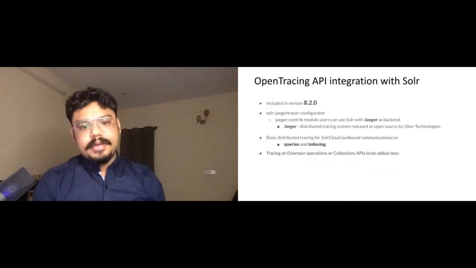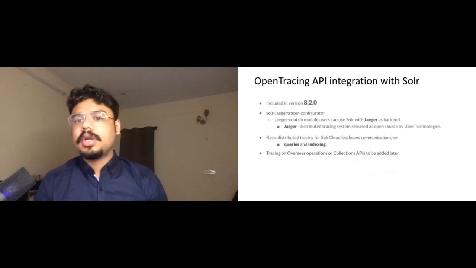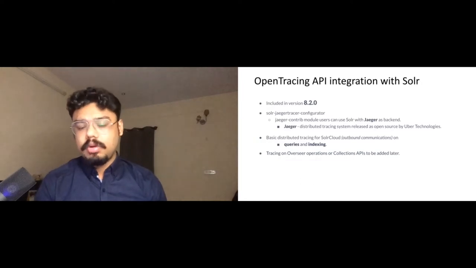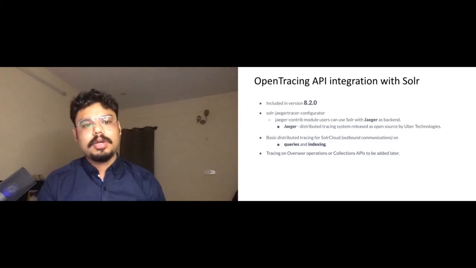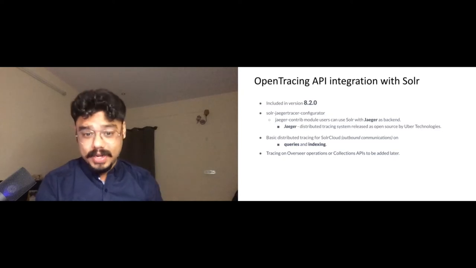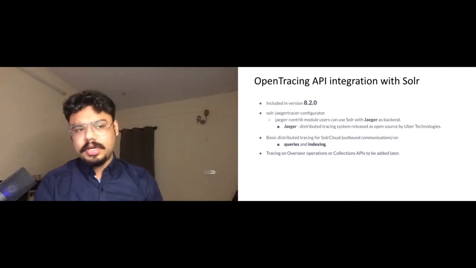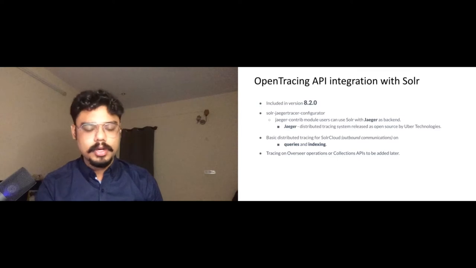So OpenTracing API was integrated with Solr in version 8.2.0 last year, thanks to command dot. Users can utilize a Jaeger config module called Solr Jaeger Tracer Configurator to set up the Jaeger monitoring tool as a backend. Jaeger is a very popular distributed tracing system open sourced by Uber.